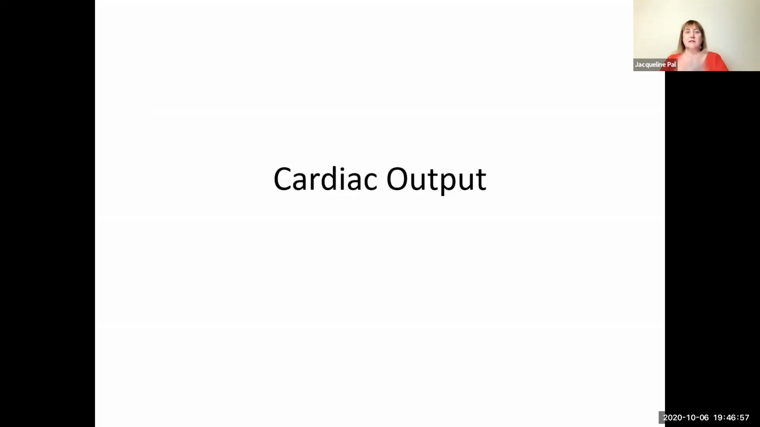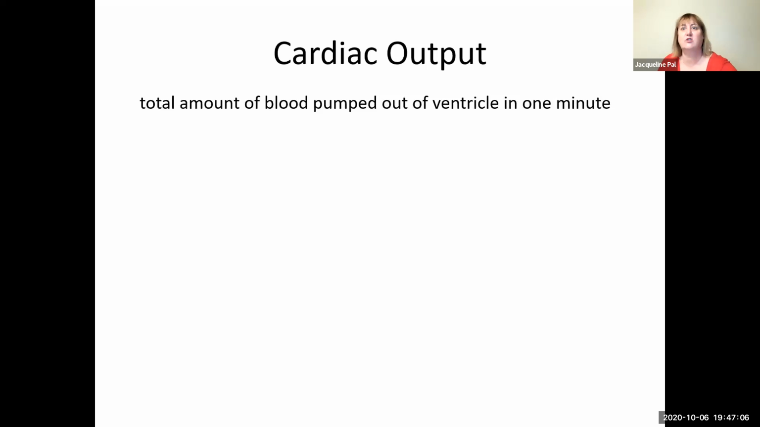Welcome back. In this section, we're finally going to talk about a concept known as cardiac output. And in order to do that, we need to bring some concepts together. So let's get started. First, let's define what cardiac output is. This is the total amount of blood that is pumped out of the ventricle in 1 minute's time.